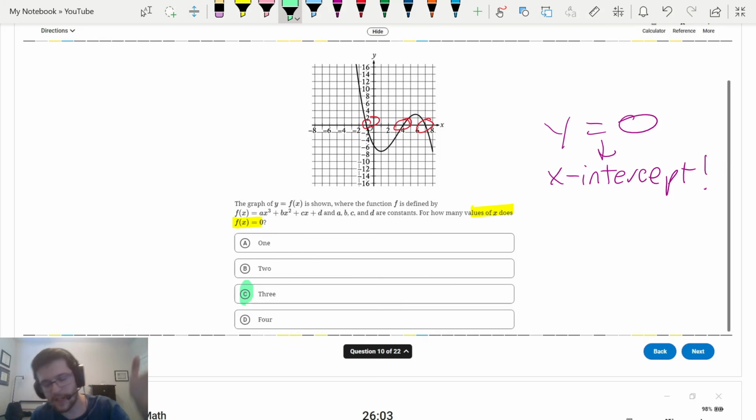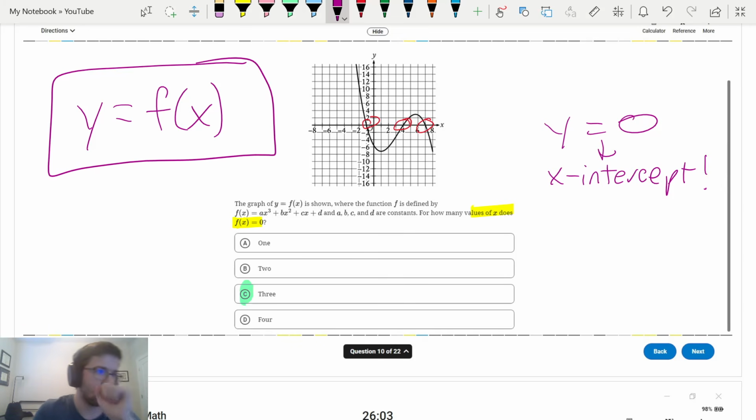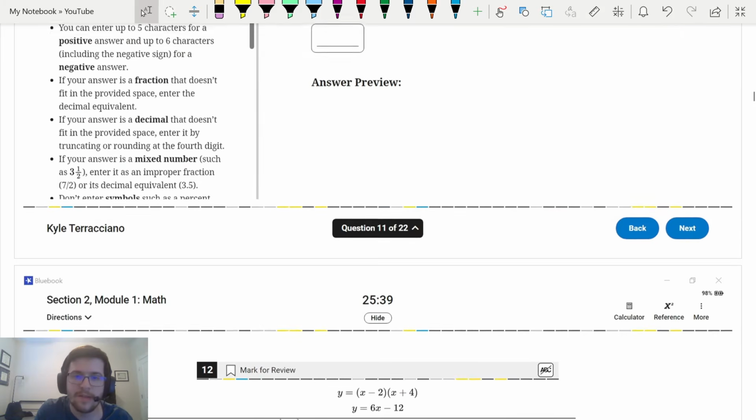Always remember, it's the other one, right? If x is 0, it's the y-intercept. If y is 0, it's the x-intercept. y and f of x are synonymous. You should know that. They are interchangeable. All right. So 10 is C. Let me just check to make sure that's right. That's right. Okay, let's keep going.